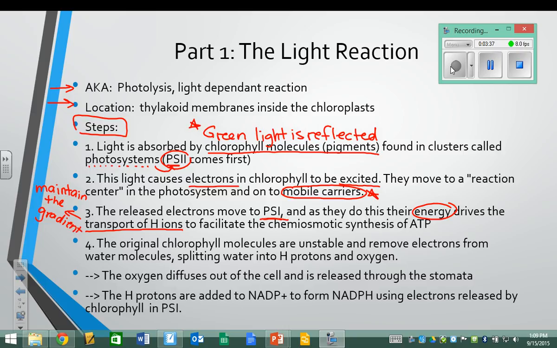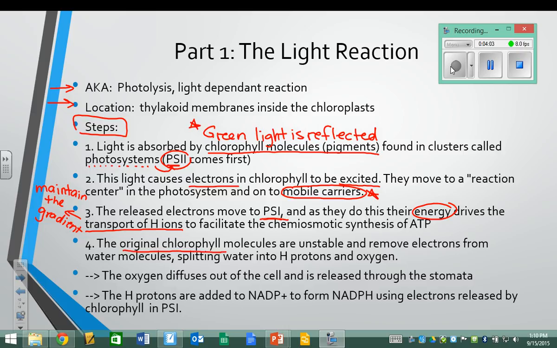We know there needs to be a concentration gradient for chemiosmosis to happen, and the electron's energy is used to keep that gradient there. On the video you saw, as soon as enough hydrogen moves so that it's equal on both sides, ATP synthesis stops. This electron energy movement keeps it a gradient so that it keeps happening. So we keep having ATP produced.